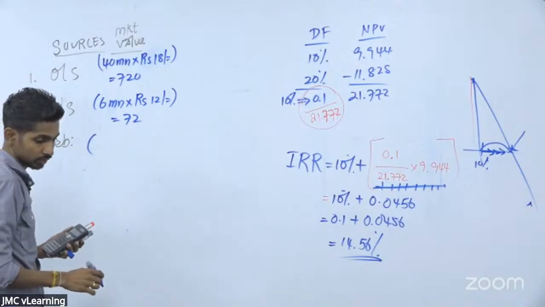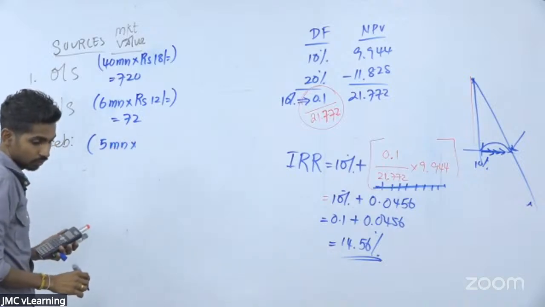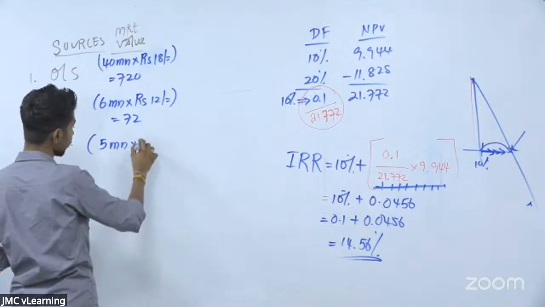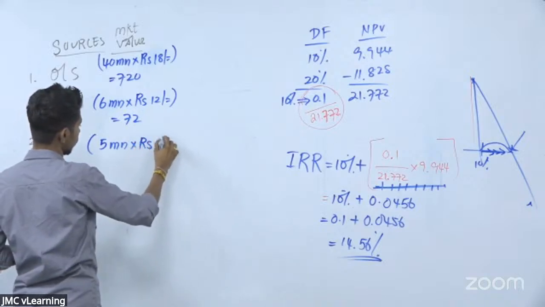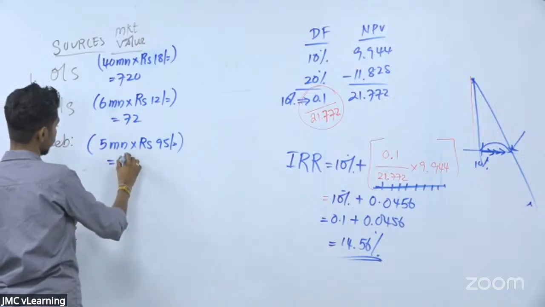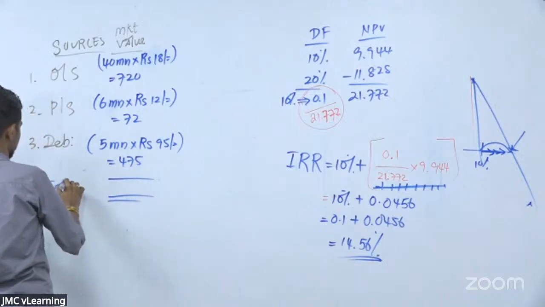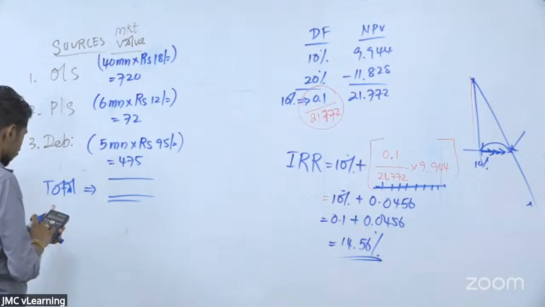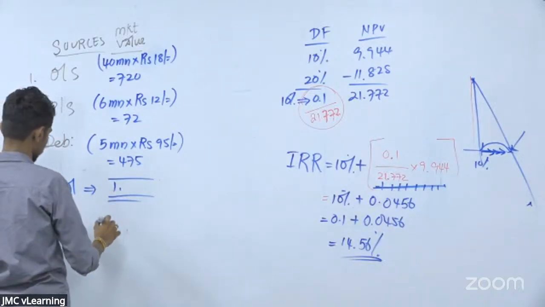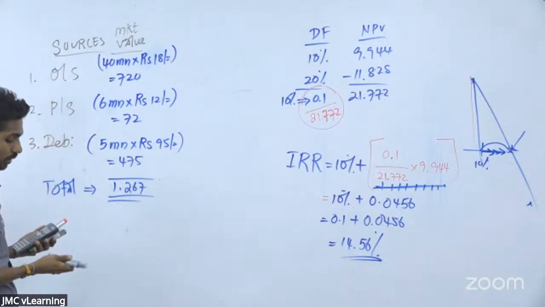Debentures? How many debentures? 5 million debentures. What is the market value of the debenture? Market price of the debentures is rupees 95. Then 5 million into 95 is 475 million. Then all together, total: 720, 72, 475, gives 1267. That is the total market value.